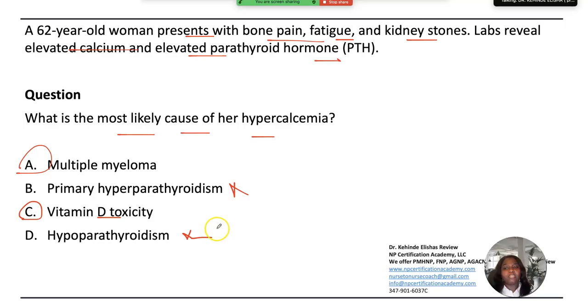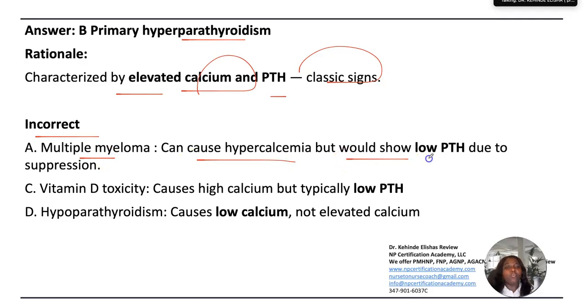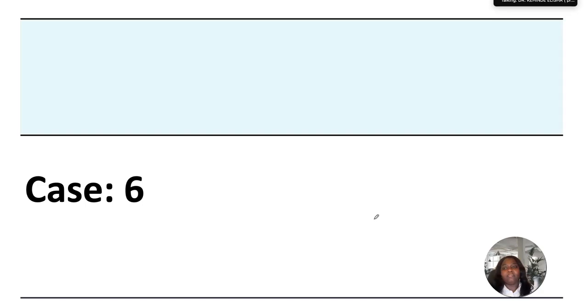Thank you so much for your responses. And I'm seeing a lot of people actually getting the answer right. The final answer that makes sense is going to be B, primary hyperparathyroidism. Okay. And primary hyperparathyroidism is characterized by what? Elevated calcium and PTH, sorry about that. And that's a classic sign. What is incorrect? Multiple myeloma can cause hypercalcemia but would show low PTH due to suppression. Vitamin D toxicity causes high calcium but typically low PTH. Hypoparathyroidism causes low calcium, not elevated calcium level.